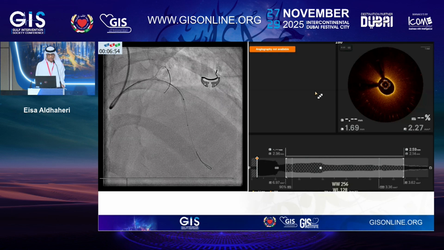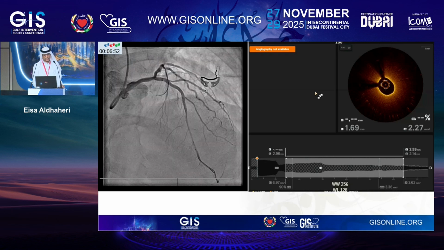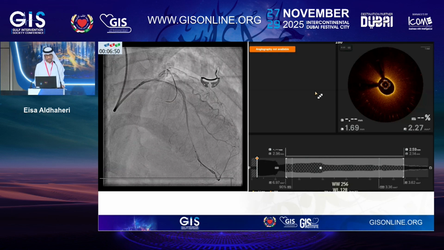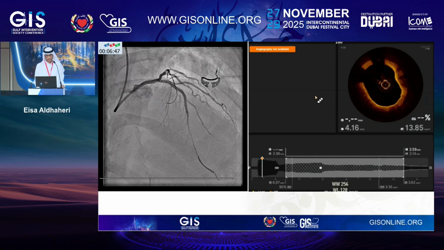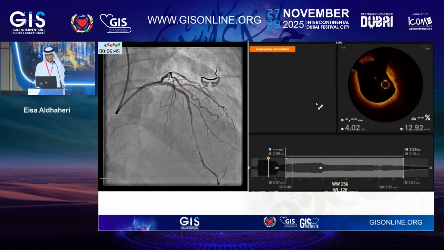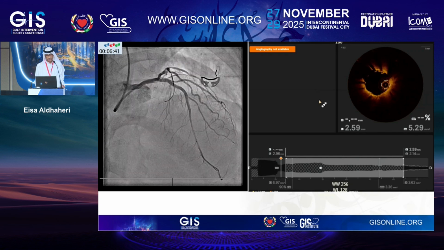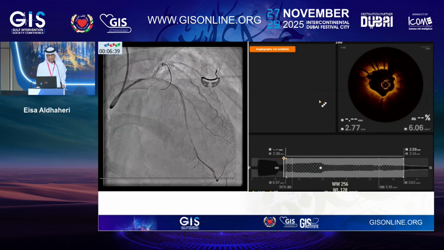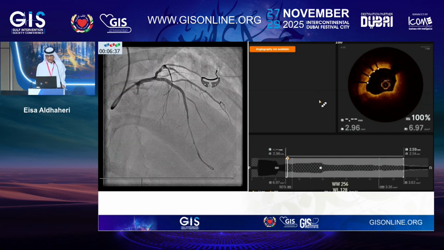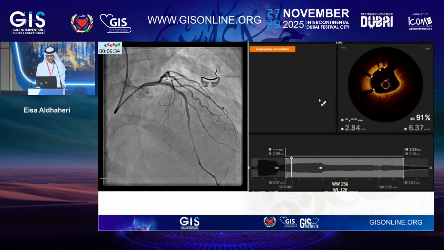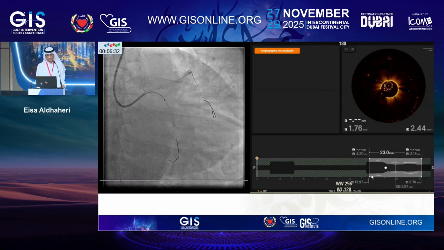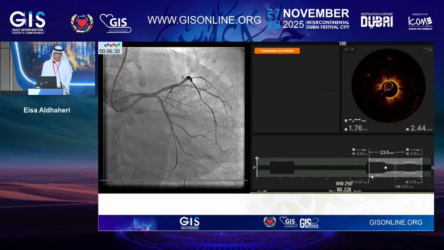So we did an OCT this time to see what is exactly happening with this ostial lesion. And if you come to see from the left main going to the proximal part of the LAD, there is actually a thrombus, and there is some part of the strut actually protruding to the left main. So we did an OCT toward the circ as well.